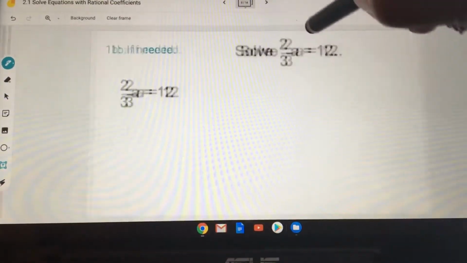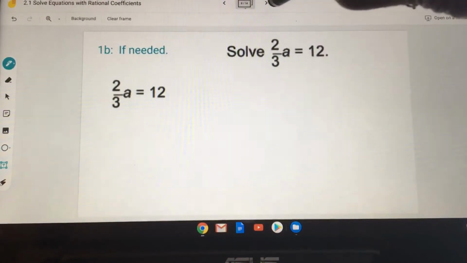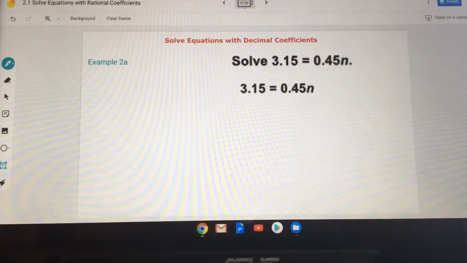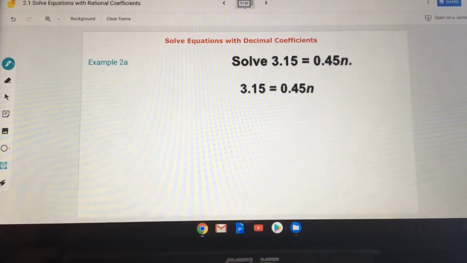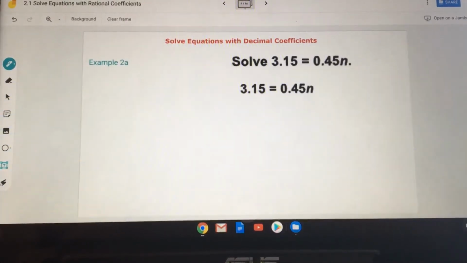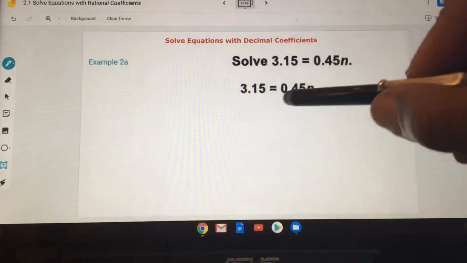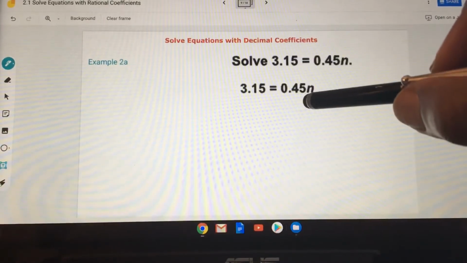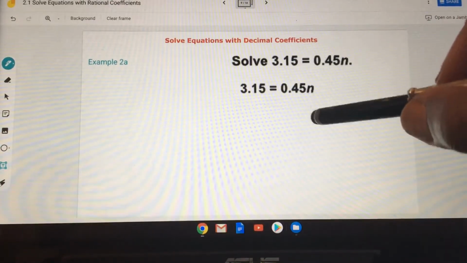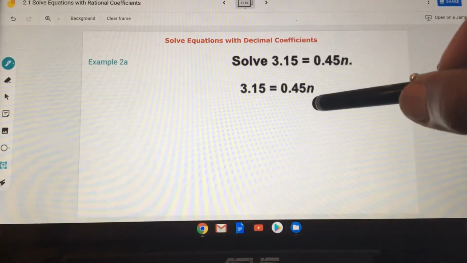Next, 1b is just like 1a, so we're not going to do that. 2a, we're solving equations with decimal coefficients. Here the coefficient is 0.45, also known as 45 hundredths. That's 45 hundredths times n.